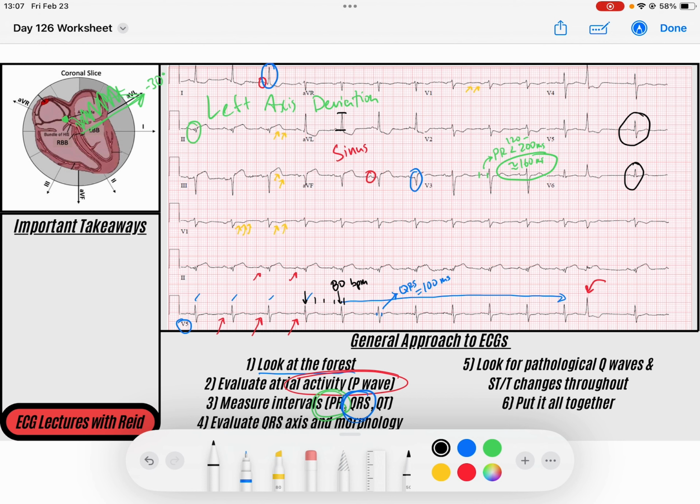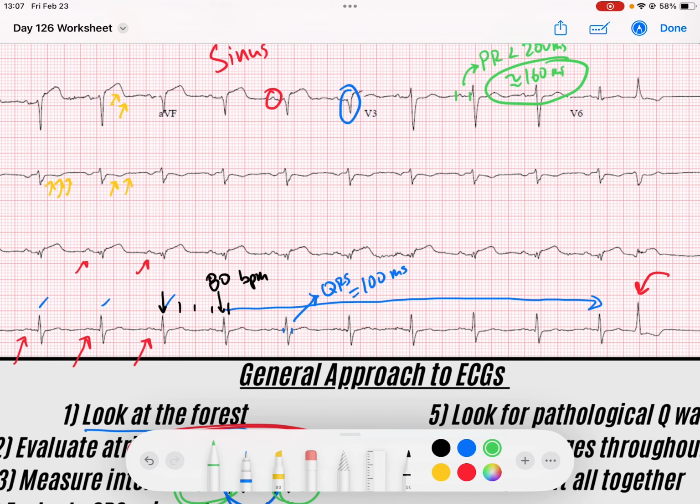Next thing I do is evaluate my QT interval. What I could do is find an R to R, maybe here. If I look at the midpoint, my T wave should end by then, and I see that, so it's a normal QT interval.